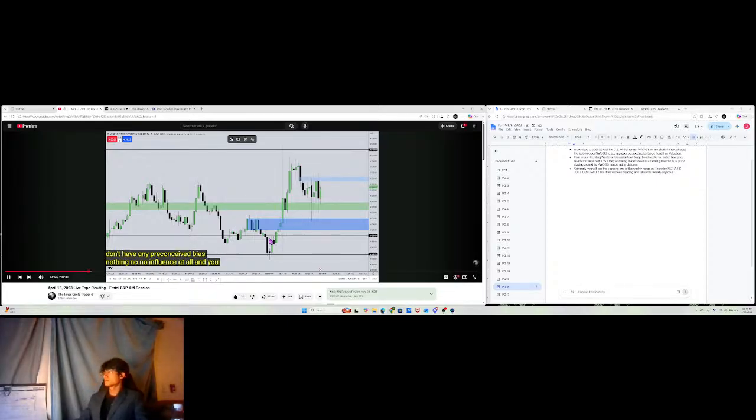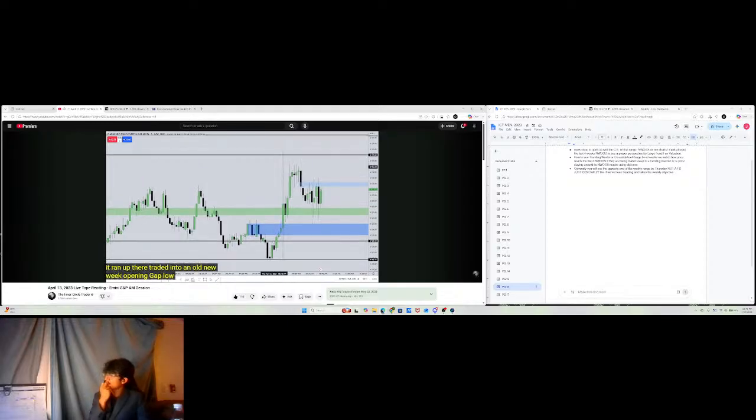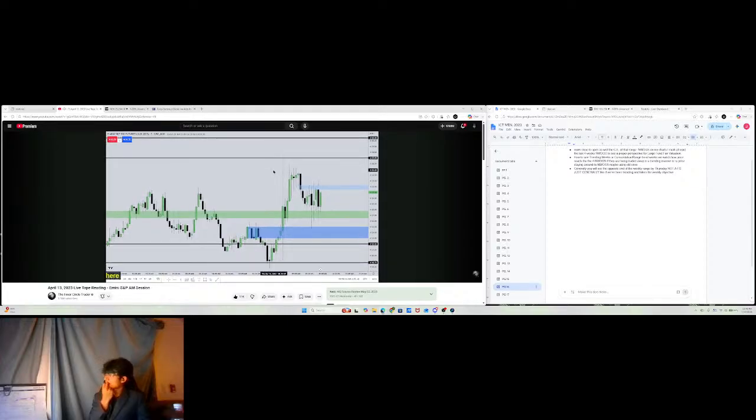Influence at all. And you sit down, you see this. At 8:30, what was the rush to do? Take out buy side. All these highs over here had buy stops resting above it. So at 8:30, in one single pass, it ran up there, traded into an old new week opening gap low here. And then did it stay up there? No. But it was in a rush to go there, wasn't it?